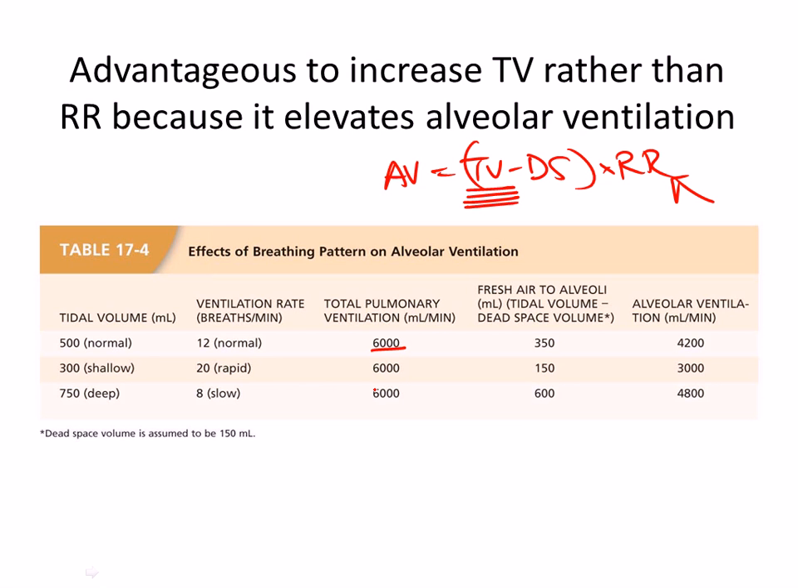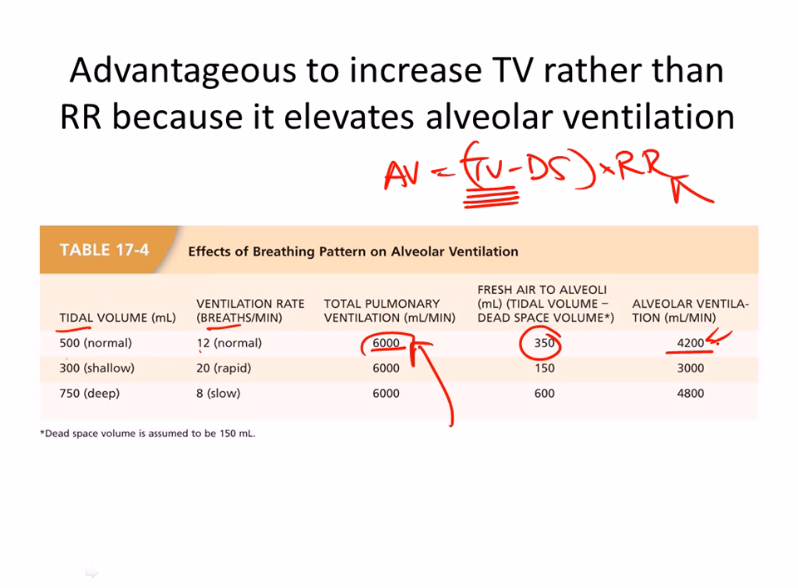So, here's my tidal volume. Here's my ventilation rate. Normal breathing, 500 mils times 12 breaths per minute gives me my total pulmonary ventilation of 6,000. But remember, we lose 150 mils with every breath because it's stuck in our bronchi. So we're really breathing in only 350 mils of usable air, and 350 times 12 gives us 4,200 mils per minute. Even though we think we're getting 6,000 mils per minute, we're only getting 4,200. That's our baseline.